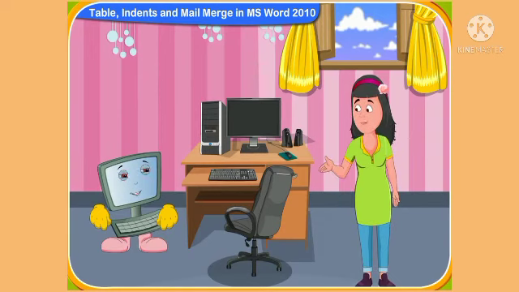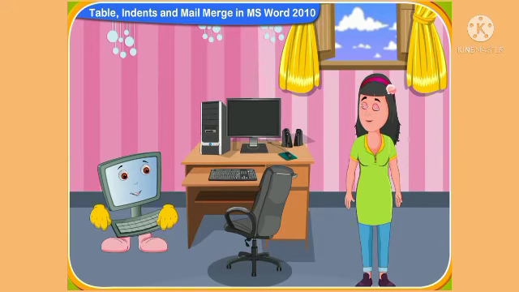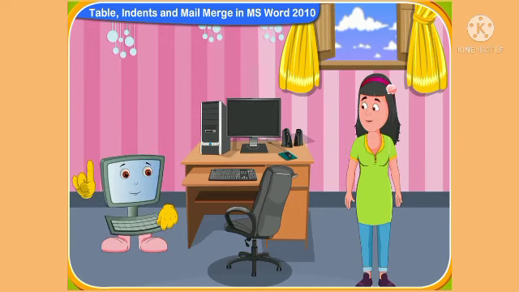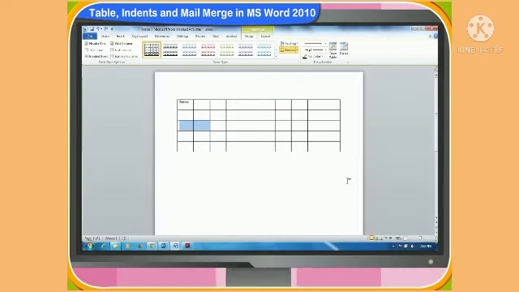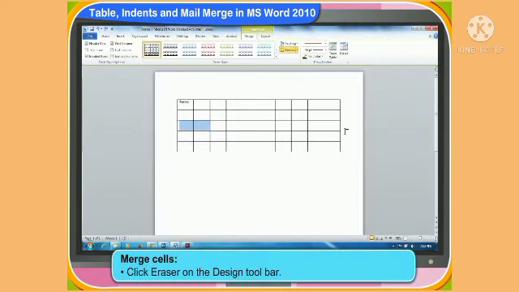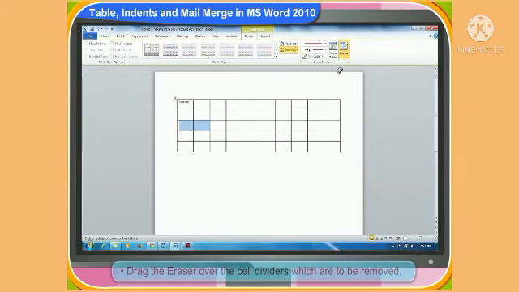Can we merge 2 or more cells into one? Definitely. These are the steps to do it. First, click Eraser on the Design toolbar. Then, drag the eraser over the cell dividers which are to be removed.